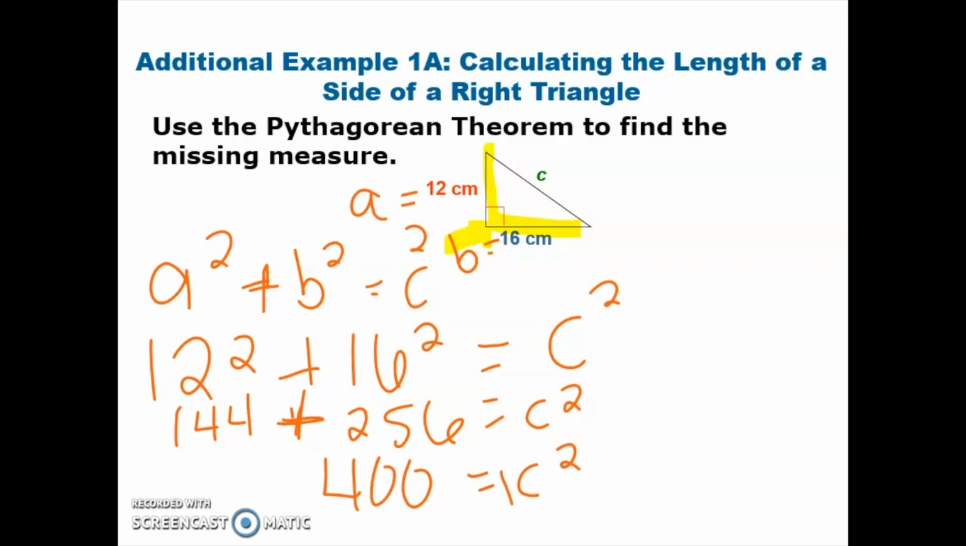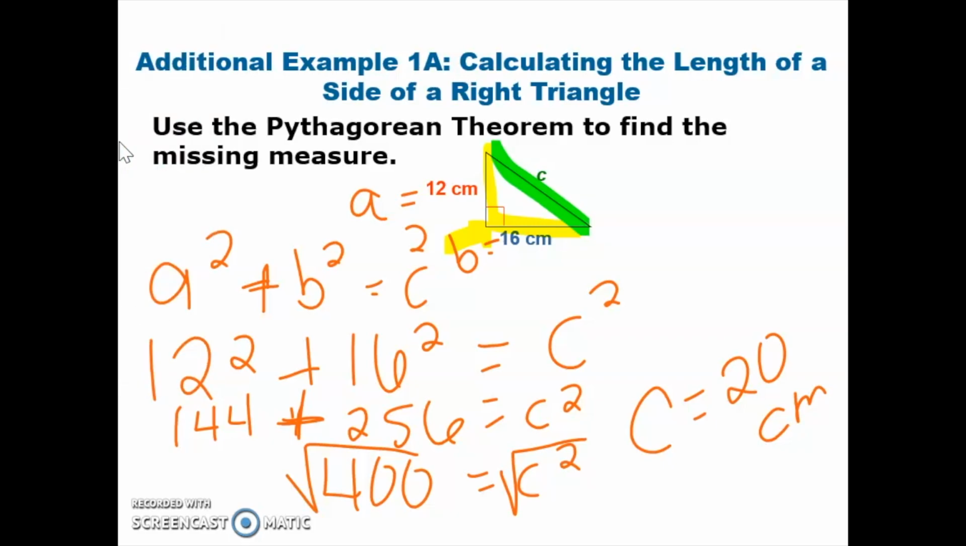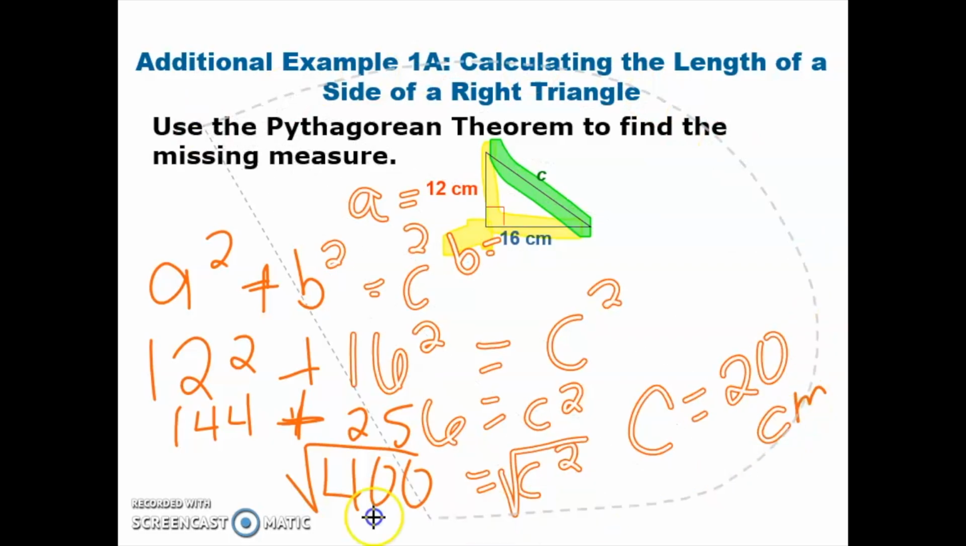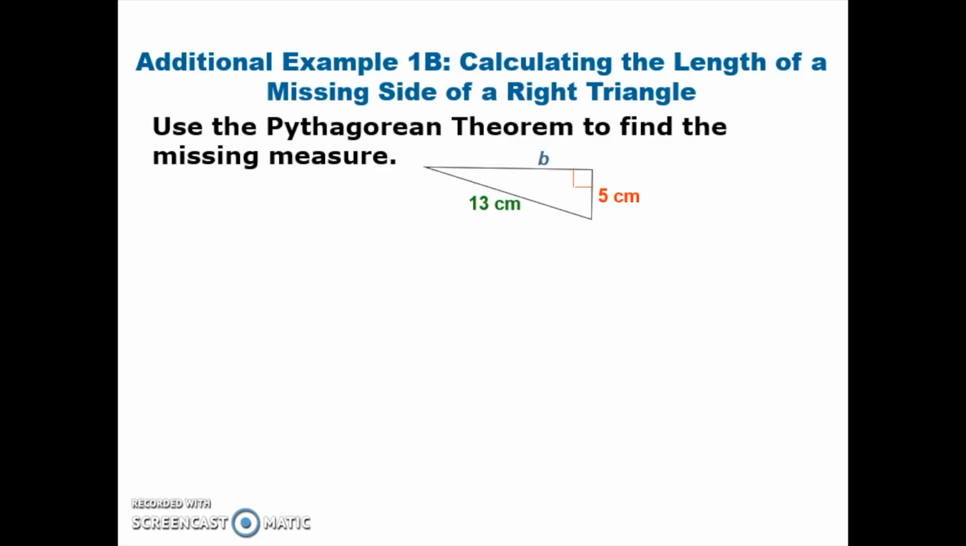Then what I'm going to do is take the square root. At this point, you can use a calculator if you have one for finding the square root. That's perfectly fine. The square root of 400 is 20. So that means that the green side that's missing over here has a length of 20 centimeters. We can use the Pythagorean theorem not only to find the hypotenuse, as in that example, but we can also use it if we know the hypotenuse to find a leg.